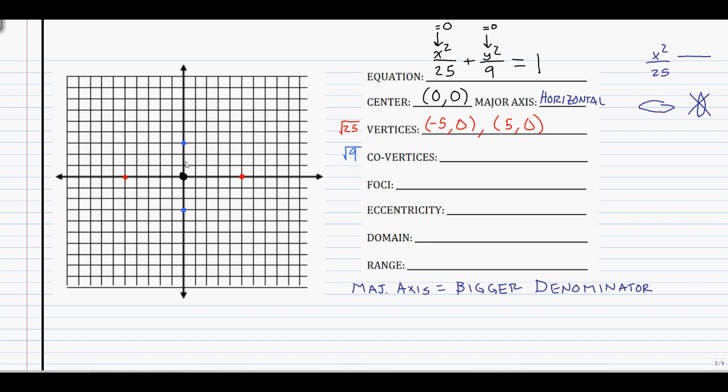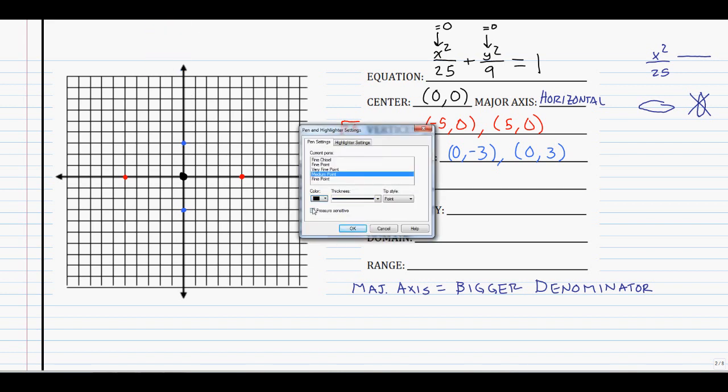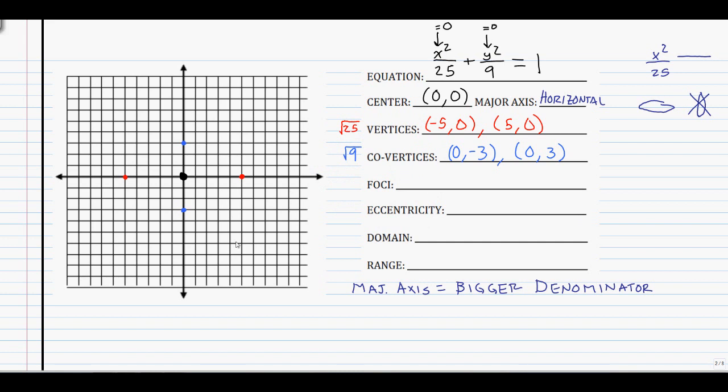So the covertices again have coordinates. The first one will be (0, -3). And the second one will be (0, 3). And so we have 4 points now on our ellipse. We've got the 2 on the major axis, the vertices, and then in baby blue, the 2 on the minor axis, called the covertices. Well, the next thing we should do is actually graph out what the ellipse is.